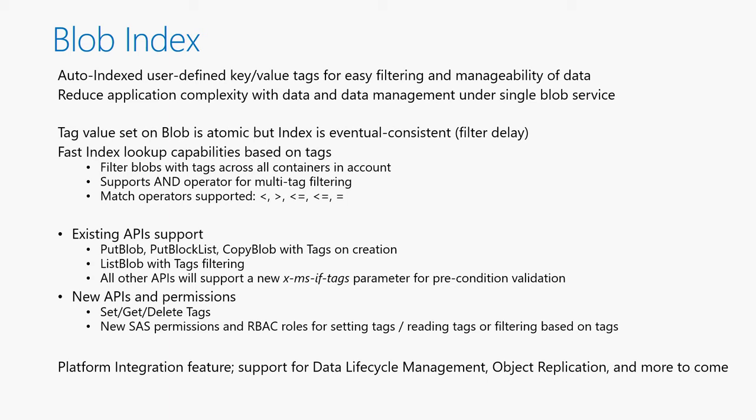So I'd say I want to find all the blobs in my storage account that have color equals red. I'll just give it that query on list blobs, color equals red, and it'll return me just those 10 blobs out of a million blobs that satisfy that criteria.